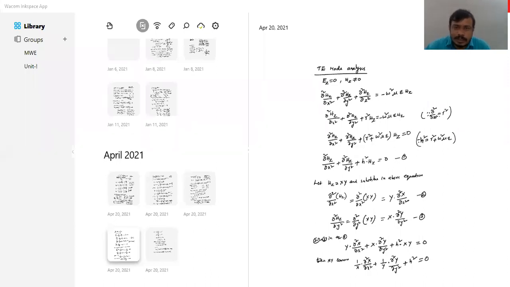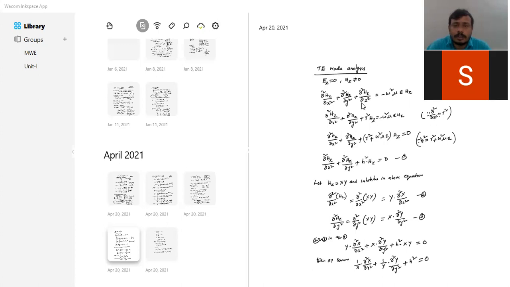So TU mode analysis. So this also this I think my screen is visible to you. Anyone please? Yes, sir. Right. So TE mode analysis and transfer mode analysis.